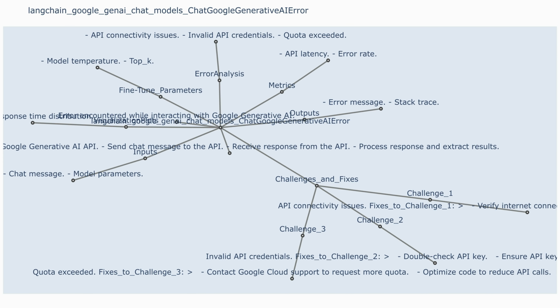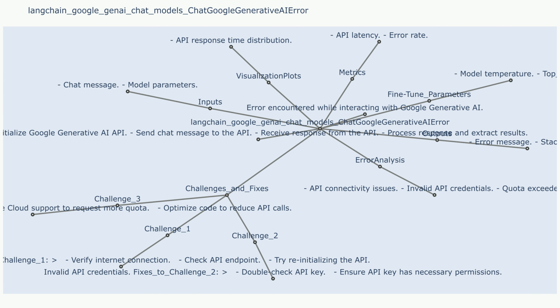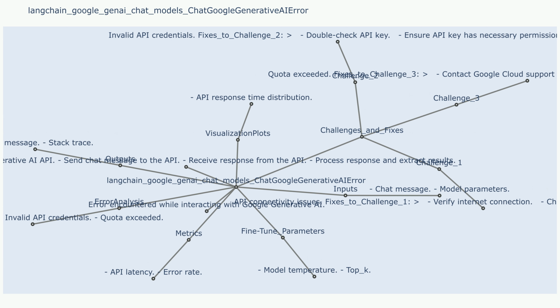Langchain Google GenAI chat models: ChatGoogleGenerativeAI. Description: the ChatGoogleGenerativeAI exception is raised by Langchain's ChatGoogleGenerativeAI model when there is an error during interaction with Google's generative AI service.